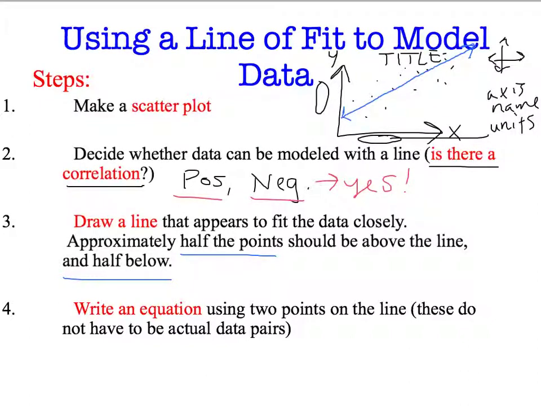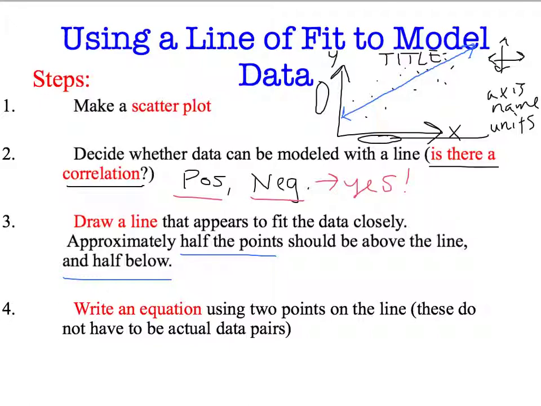So we have 1, 2, 3, 4, 5, 6. And then we have 1, 2, 3, 4, 5, 6. And then the ones that are right along here are pretty much on the line. So that's actually a pretty accurate line of best fit here.